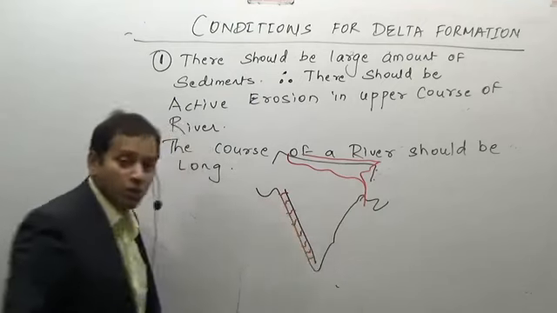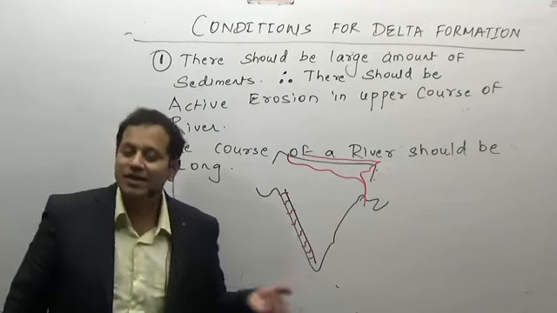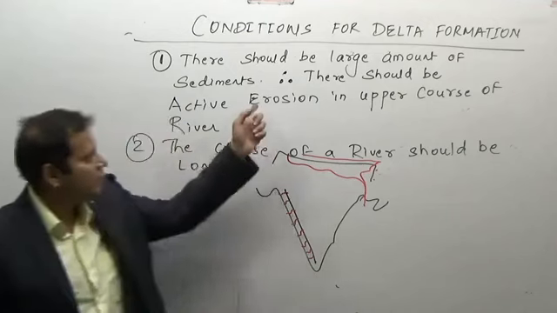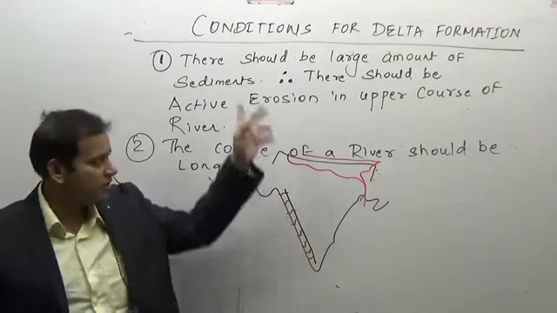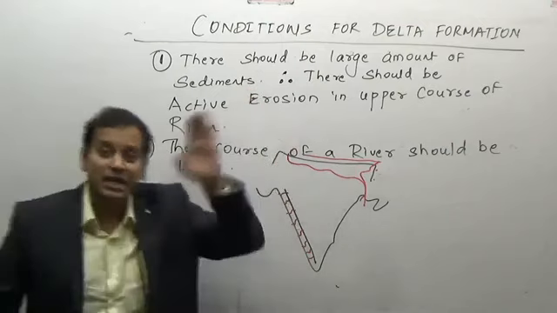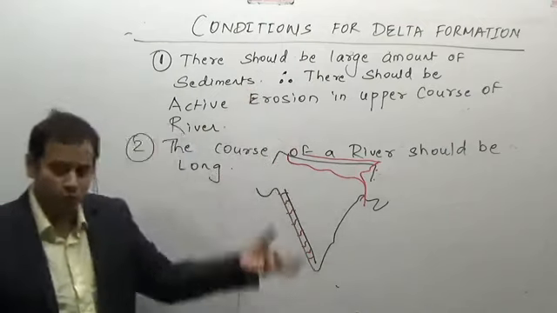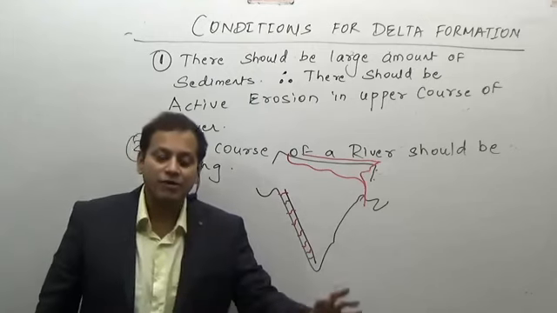On the other hand, all the rivers which originate on the western side of the Western Ghats do not form a delta because the first condition is not satisfied. Rocky structure, they do not have that much sediment. Even if they have sediments, their course is so short that they cannot form a delta.